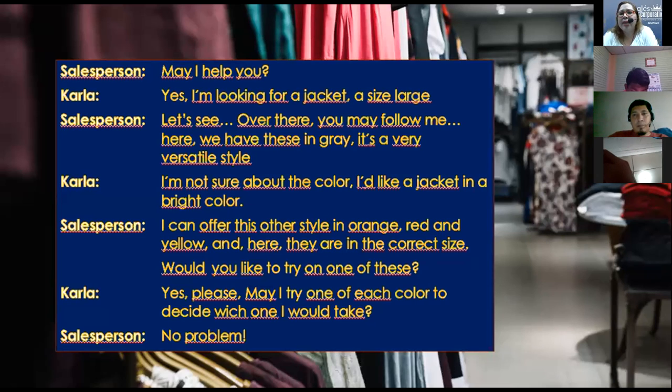So let's read it. May I help you? Yes, I'm looking for a jacket, a size large. Let's see, over there. You may follow me. Here, we have this in gray. It's a very versatile style. I'm not sure about the color. I'd like a jacket in a bright color. I can offer this other style in orange, red, and yellow. And here, they are in the correct size. Would you like to try on one of these? Yes, please. May I try one of each color to decide which one I will take? No problem. Okay.